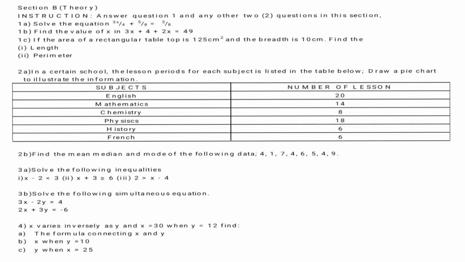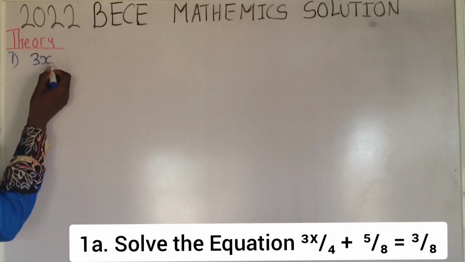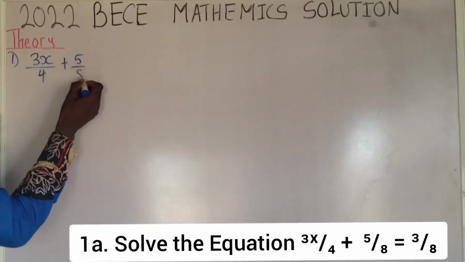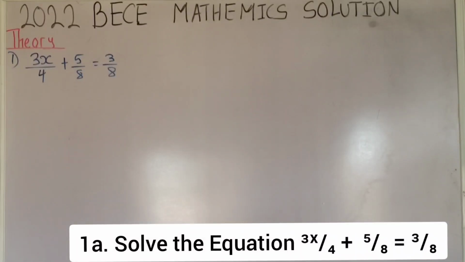Question 1. We are asked to solve the equation 3x all over 4 plus 5 over 8 equals 3 over 8. Please pay attention. Now, what is the solution to this question? Well, to solve this equation, we are asked to simplify, then just get an expression for the value of x.